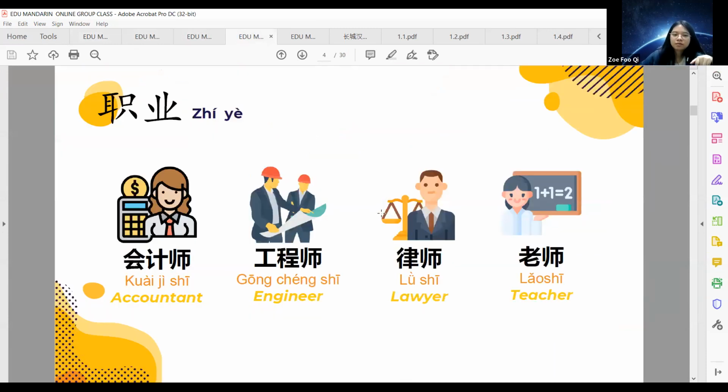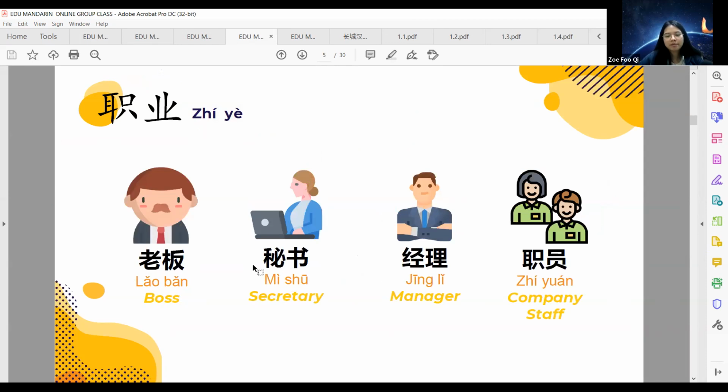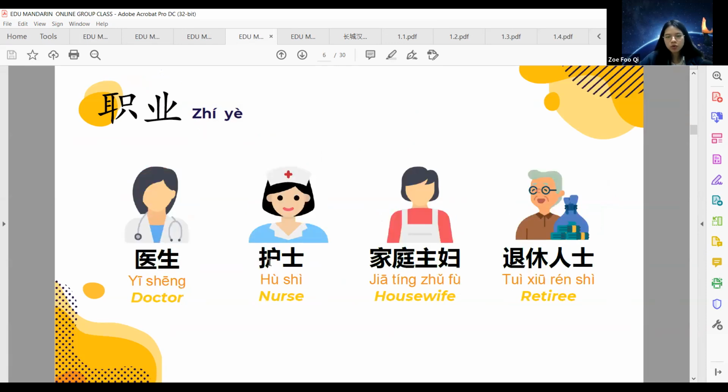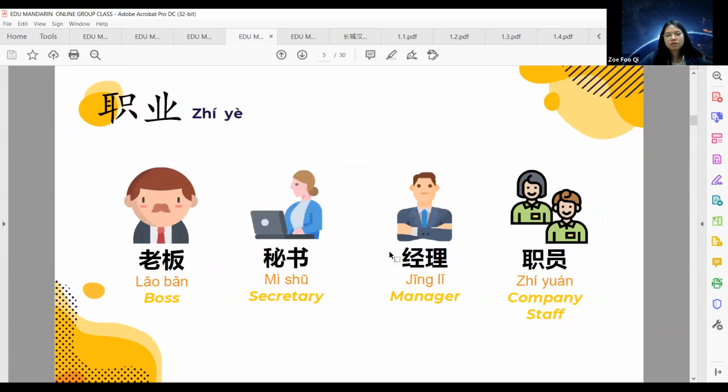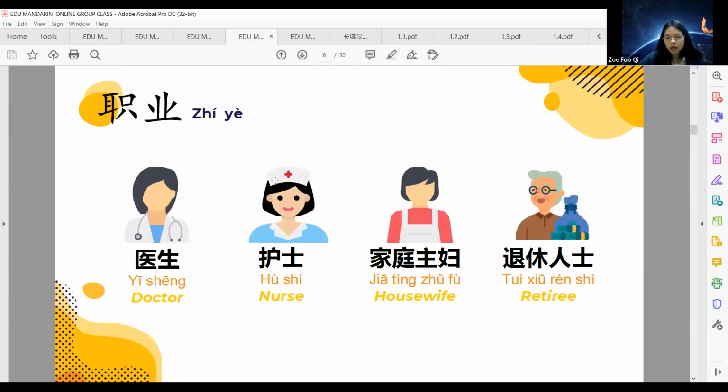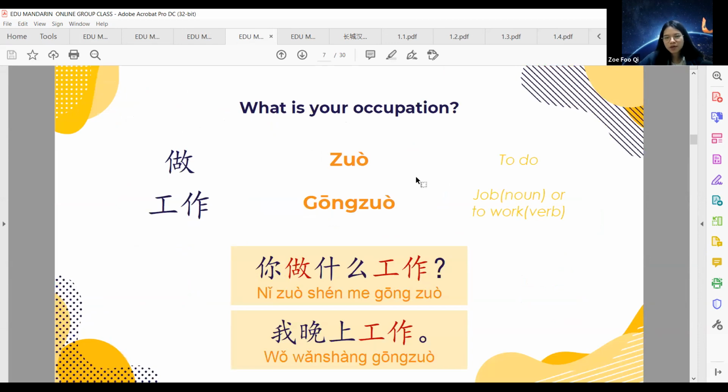Okay, so the occupation will be, I need to know many of the occupations, of course. Okay, so 会计师、工程师、律师、老师、老板、秘书、经理、职员、医生、护士、家庭主妇 and then 退休人士. Okay, and then this one is all the occupations, or if you want to know more you can ask me. And then 学生, we have 学生 here. 学生 is not an occupation, but you can tell people that you are not working, you are still studying. You can say I'm a student, 我是一名学生.